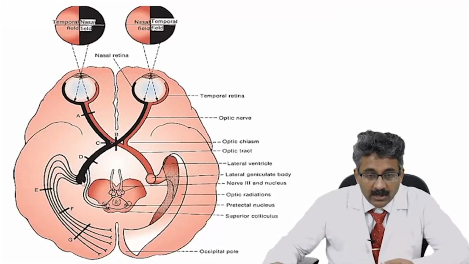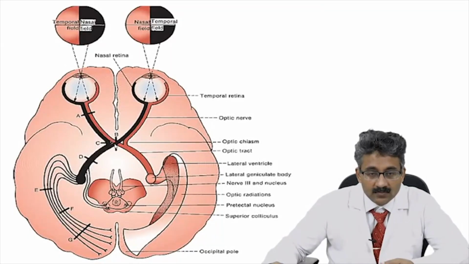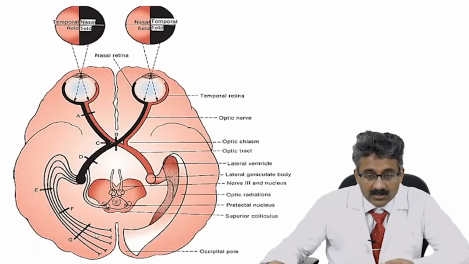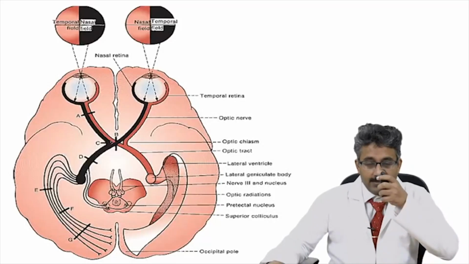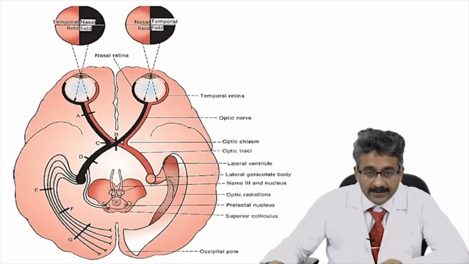Then you have the lateral geniculate body. From the lateral geniculate body, you have the optic radiation, and then it goes to the occipital lobe. Optic nerve, chiasma, tract. D is the tract, B is the chiasma, E is the radiation, and then it goes to the occipital pole. This is the pathway of the optic nerve.